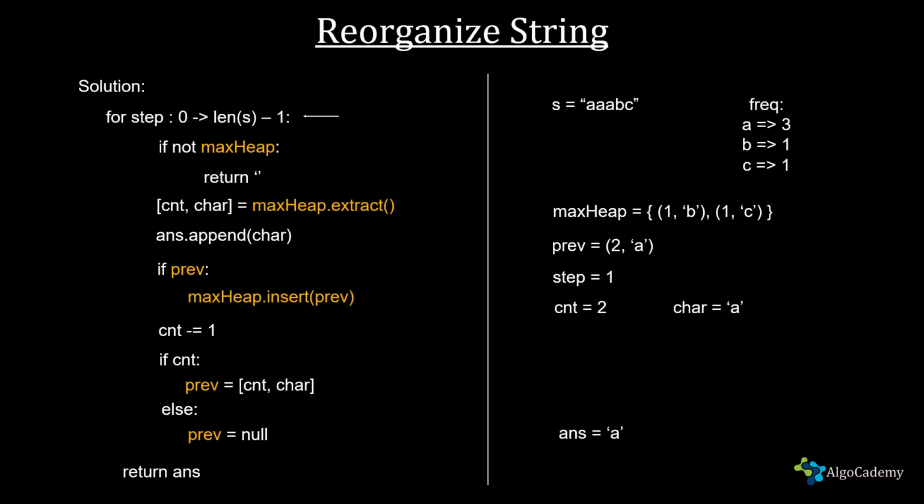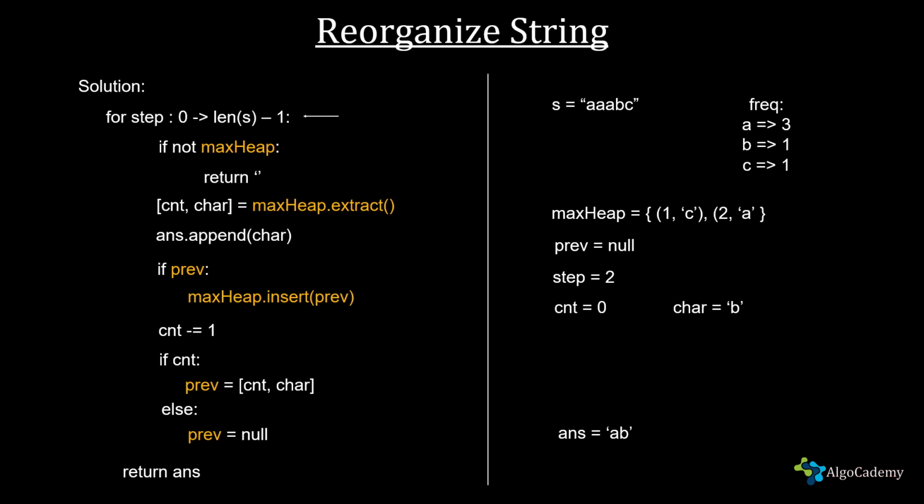Step is 1. Is the heap empty? No, it's not. We continue and extract. Counter is 1, the character is b. We append b to the solution. We check if previous is not null, and now it's not. So we will insert the pair 2a into max heap. We decrement counter. Is counter greater than 0? No, it's not. So prev becomes null.